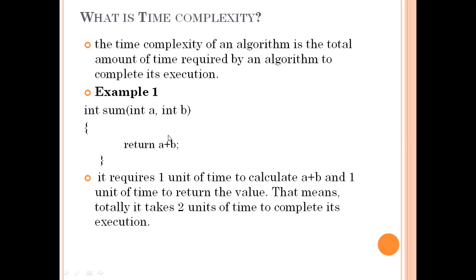That means here 1 unit will be required to calculate a plus b and 1 unit is required to return that value. So total 2 units are required to complete its execution. So time complexity of this program is 2 units.